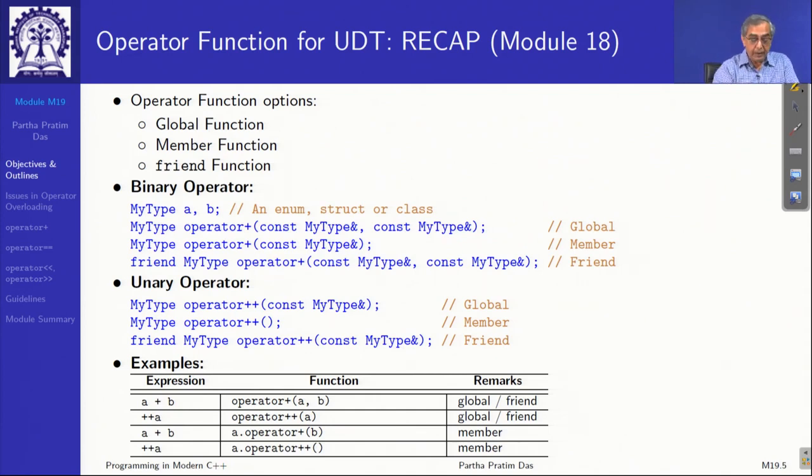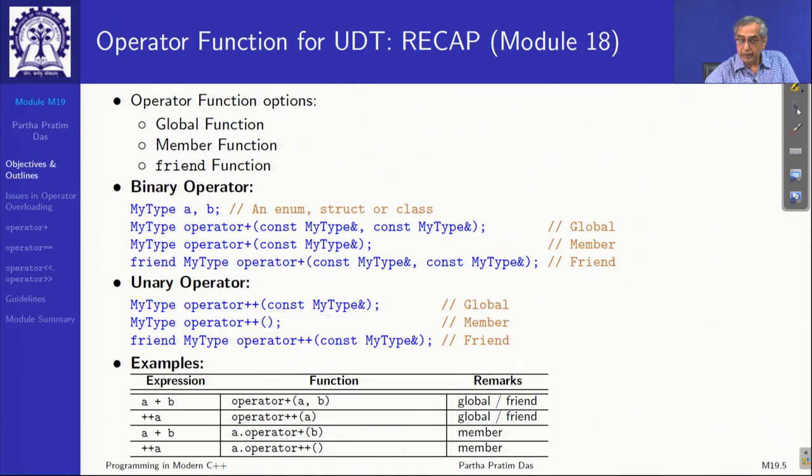For unary operator, similarly I can have a global version with one parameter, a member function version with no parameter, or the friend version which is also with one parameter. What is to be noted here, which we saw at that time, is that if the unary operator is prefix or postfix, if it is postfix particularly, we will need to declare it with a dummy int parameter.